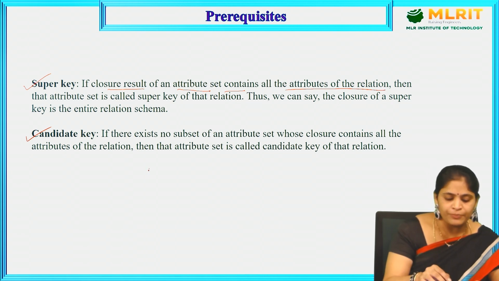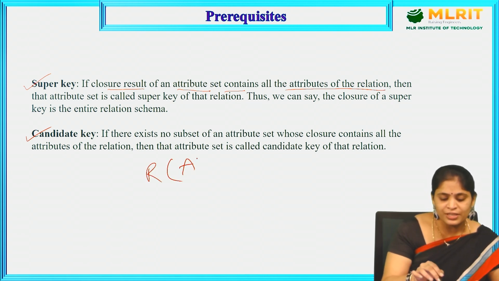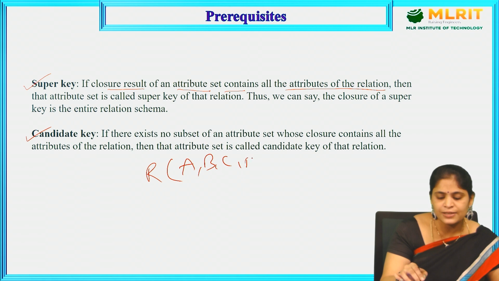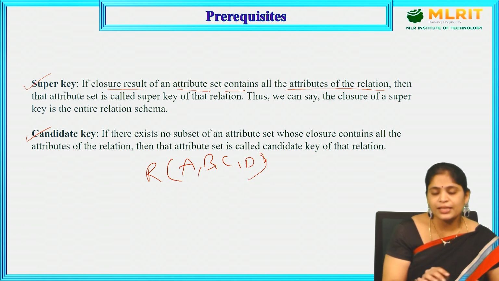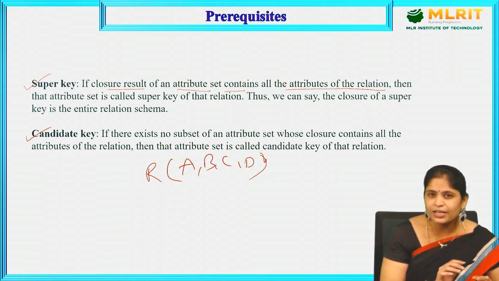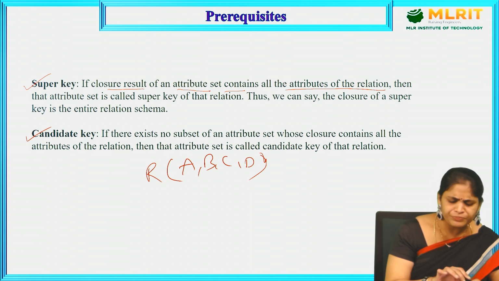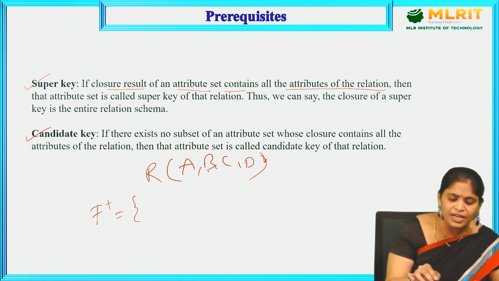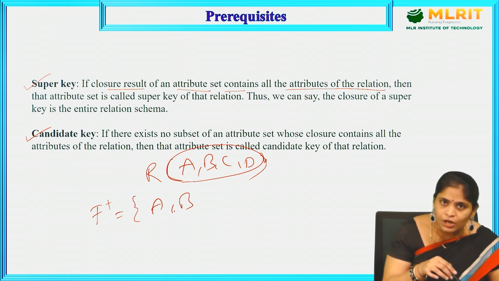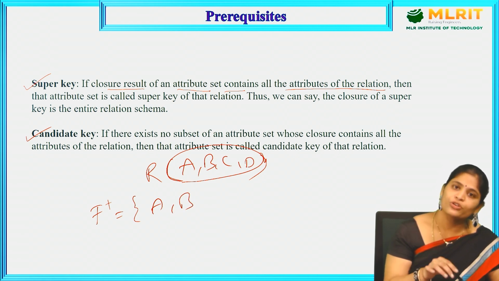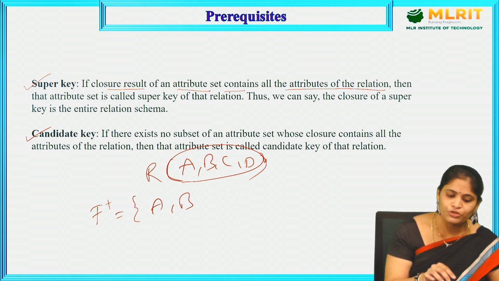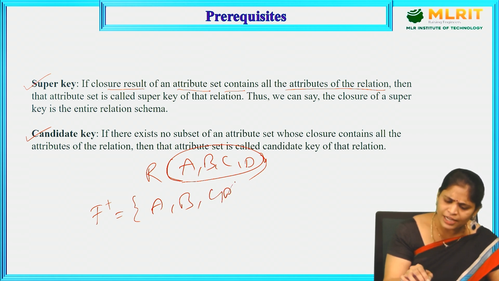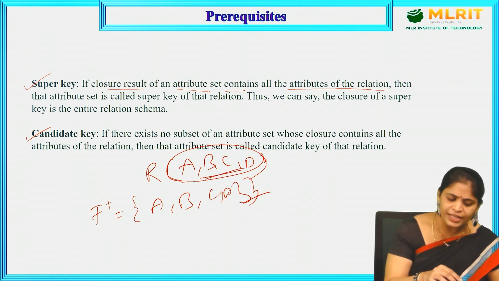for example, this is the given relation which contains these attributes. Let us find a closure which contains all the attributes here. If I find the closure and the resultant closure contains all these attributes, then it can be called what?